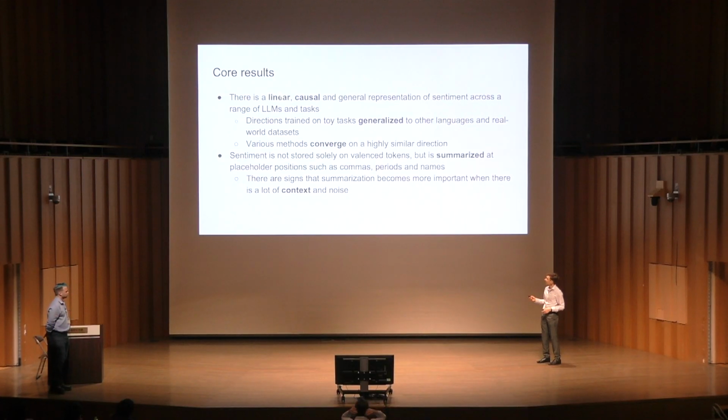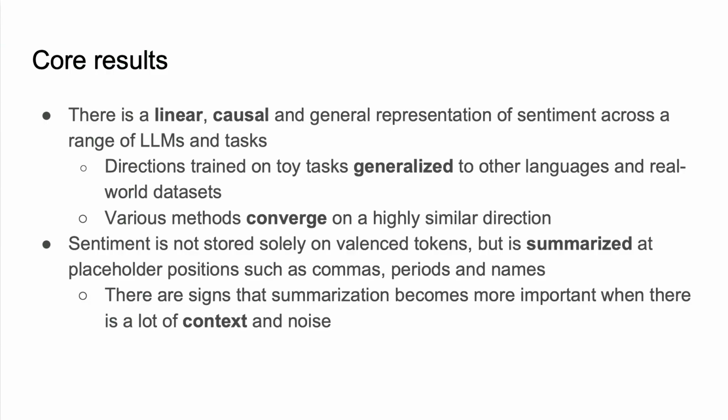And the findings that were novel here were that there actually was a single direction, a linear representation of sentiment that was causal and was robust to different datasets and different ways of fitting the direction. We seem to be converging on a single direction that represented sentiment. And finally, we had this surprising thing that sentiment information isn't just stored at words that are inherently expressing sentiment, but also at these punctuation positions where there isn't any information otherwise, but the model can choose to summarize or store information for later retrieval.